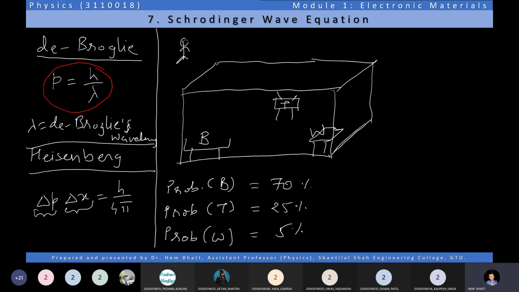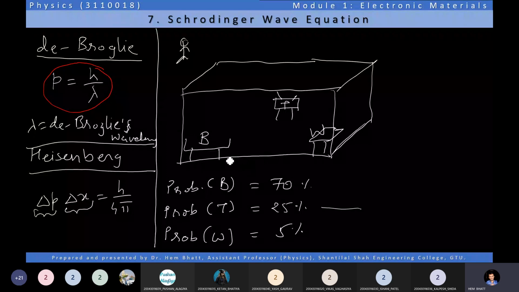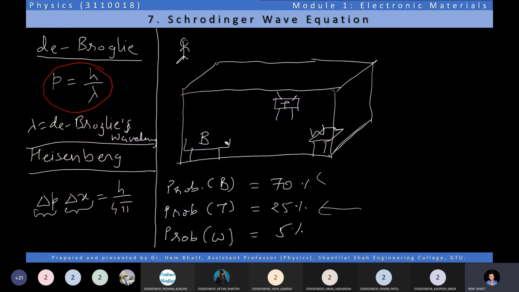If it is afternoon time. Suppose if it is evening, then probability of watching TV may be more as compared to probability of sleeping in bed. So this is true for electron also.